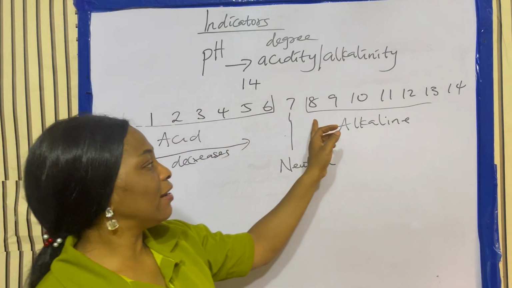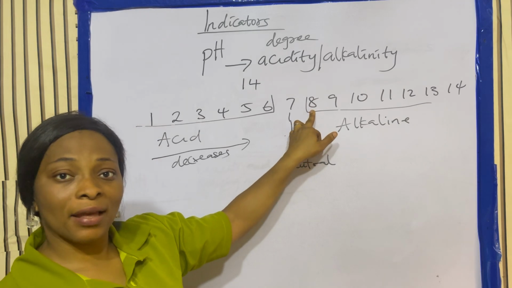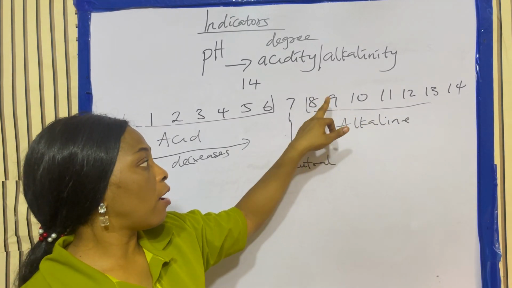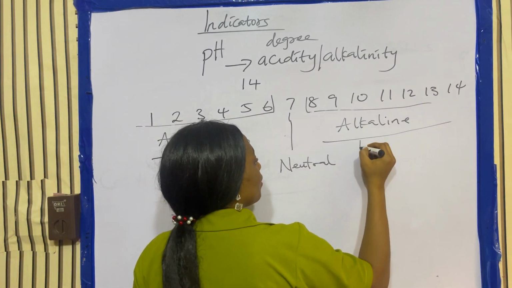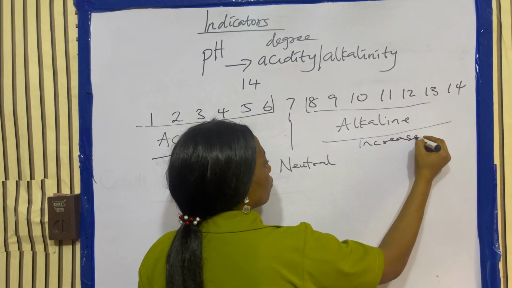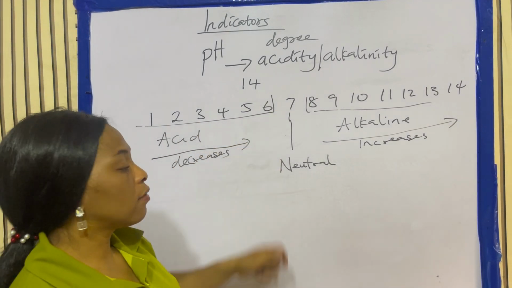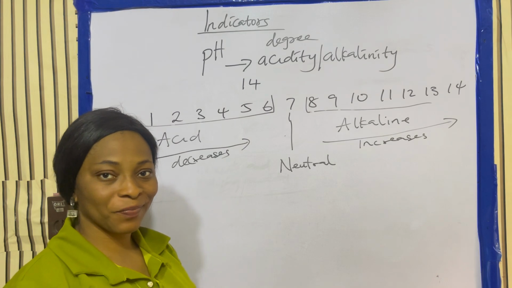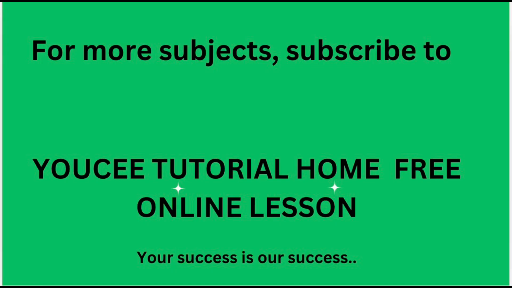Then for the alkalinity, 9 is more alkaline than 8. 10 is more alkaline than 9. So here, the alkalinity increases as you go. Then 7 is neutral. Please take note of this. Very important.